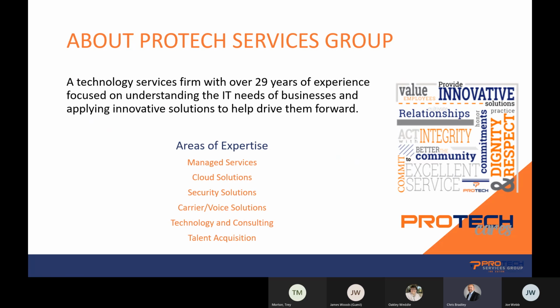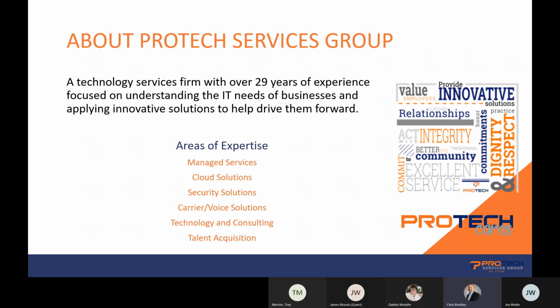Protect Services Group is a technology services firm with 29 years of experience focused on understanding the technology needs of businesses and applying a range of innovative solutions designed to help drive them forward. With a wide range of services and solutions, some of our core areas of expertise include managed services ranging from fully outsourced IT operations to custom services designed to meet specific customer needs, cloud solutions from infrastructure as a service from large public cloud providers such as AWS and Azure to enterprise cloud and a variety of SaaS solutions.